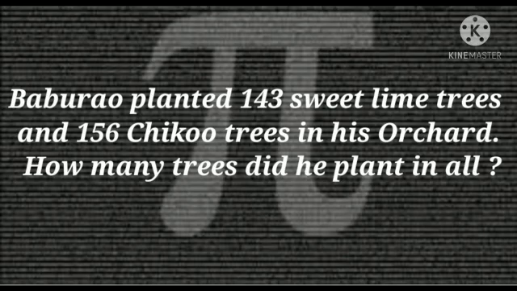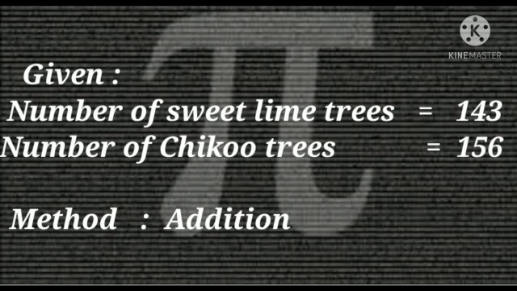Baburao planted 143 sweet lime trees and 156 chiku trees in his orchard. How many trees did he plant in all? So, as you all know, in word problems, first we are going to write what is given. Given is number of sweet lime trees 143, number of chiku trees 156. To know the answer, we will use the method addition.